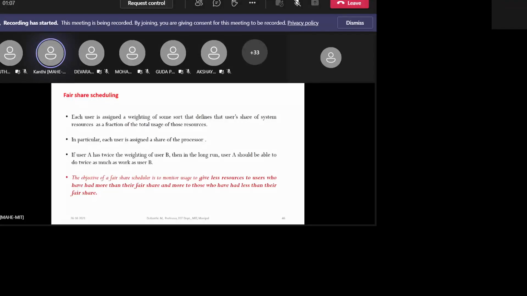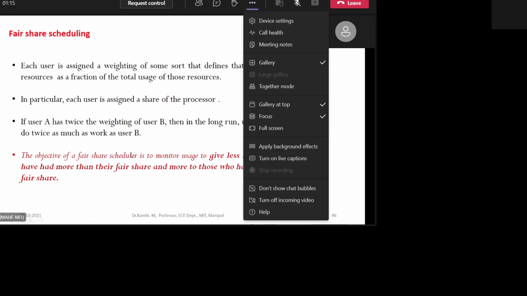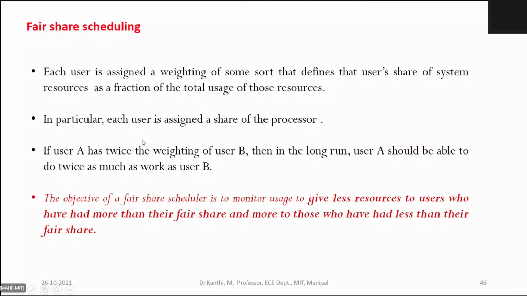Then shortest process next, shortest remaining time, and also we've seen the feedback scheduling. So the next one which we are going to see is fair share scheduling. As the name says, here a user is assigned a weighting of some sort. The weight is assigned to a particular process. Based on the weight, the process is getting the processor time for the execution.